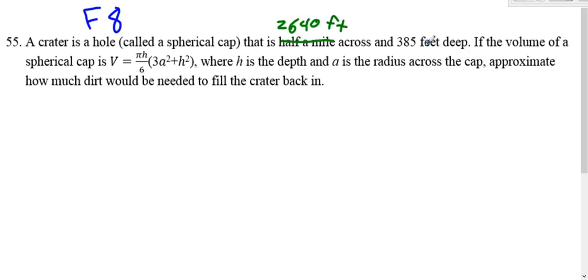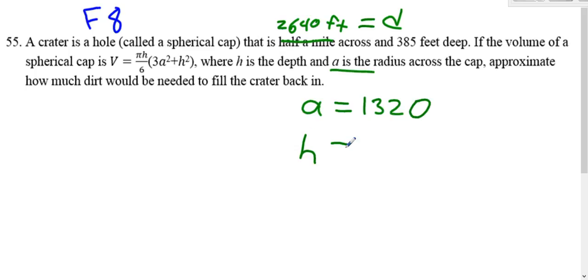And 385 feet deep. Here's the formula for volume. H is the depth and A is the radius. This is not the radius, that's the diameter. It's all the way across. We need to cut that in half. A is the radius, so A is 1320, and then H is 385.